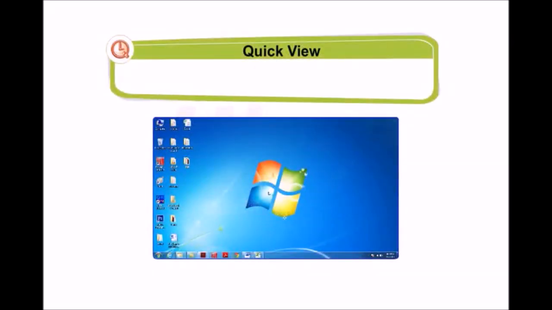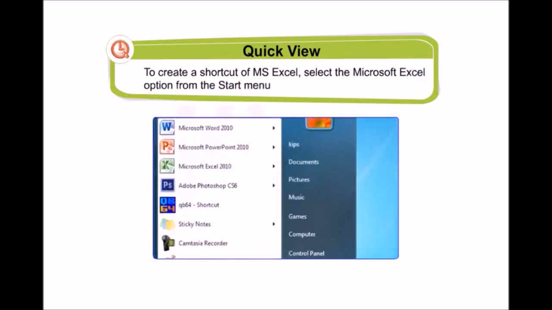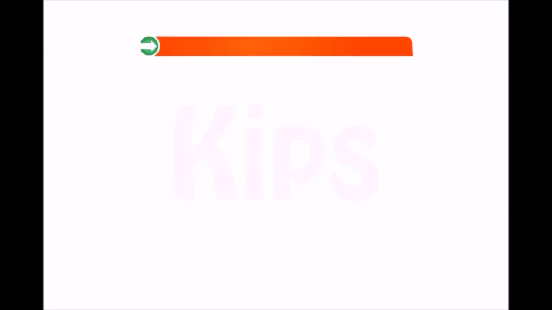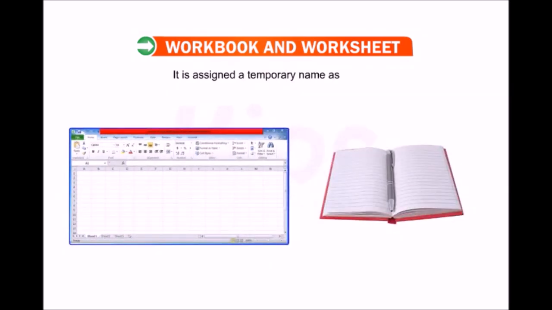Let us know more. To create a shortcut of MS Excel, select the Microsoft Excel option from the Start menu and drag it to the desktop. Okay students, now let us discuss about Workbook and Worksheet. The Excel window that appears on the screen is called a workbook. It is assigned a temporary name as Book 1.